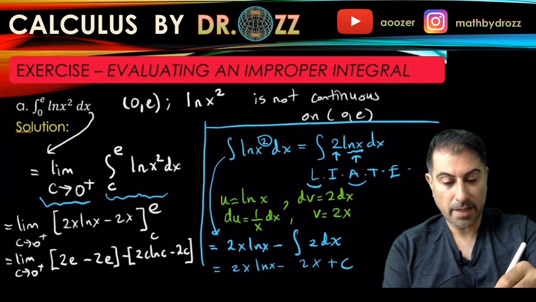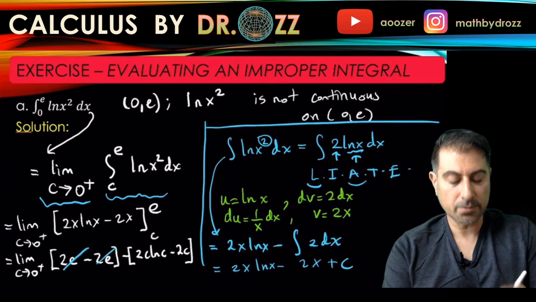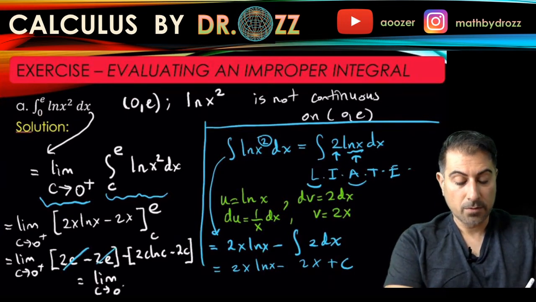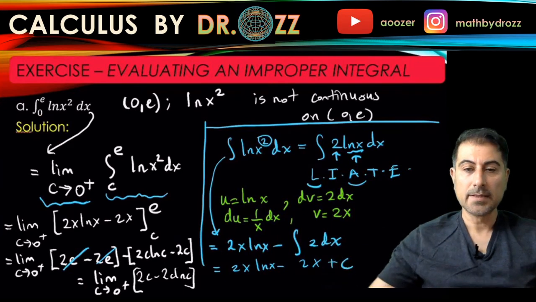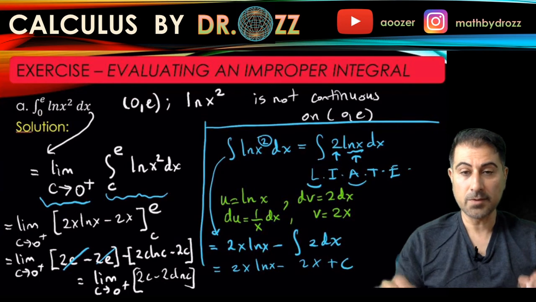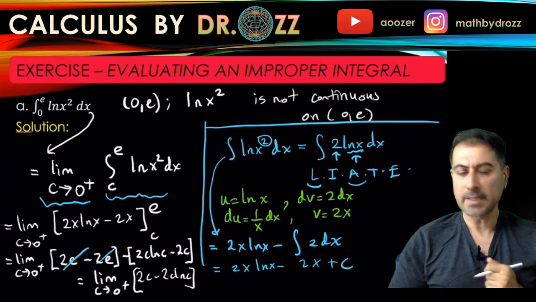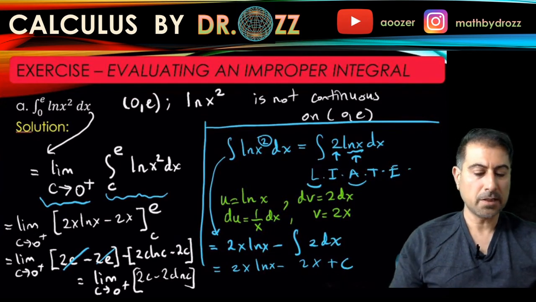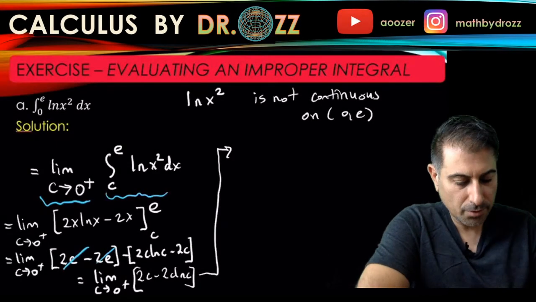So what we have at the end here is this limit as c approaches 0 from the right of 2c minus 2c ln c. I want to handle this limit carefully. The very first 2c is fine, but 2c ln c is not a well-behaving term because it's a 0 times negative infinity type indeterminate form. So I'm going to clean this blue stuff up, the indefinite integration part. All right, let's continue from here.